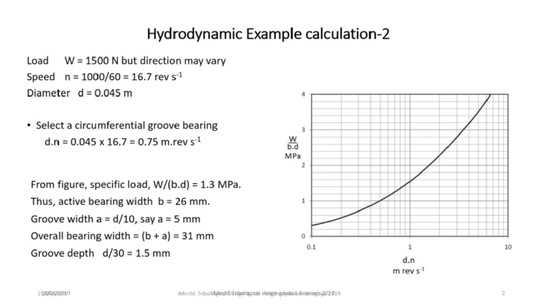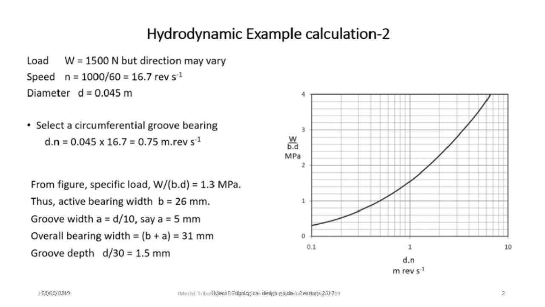As a second example, consider this case. The load is 1500 newtons, but it can rotate with respect to the shaft, which is turning at 1000 rpm, or 16.7 revs per second. The diameter is 45 millimeters. Now we need a circumferential groove or pocket. E times n is 0.045 times 16.7, which is 0.75 meters revolutions per second.